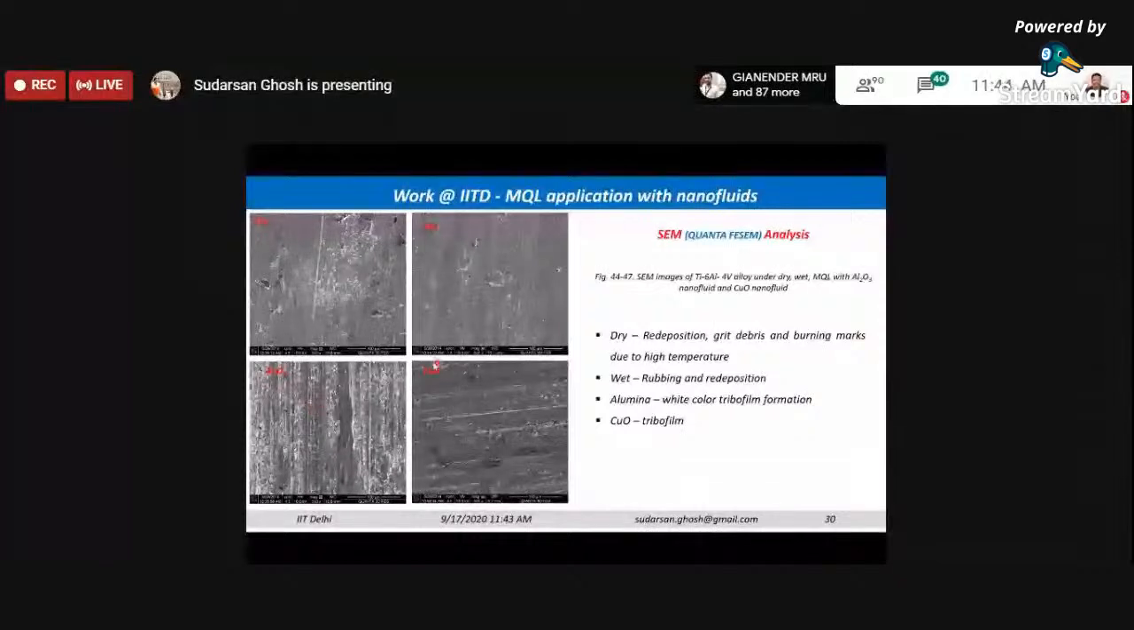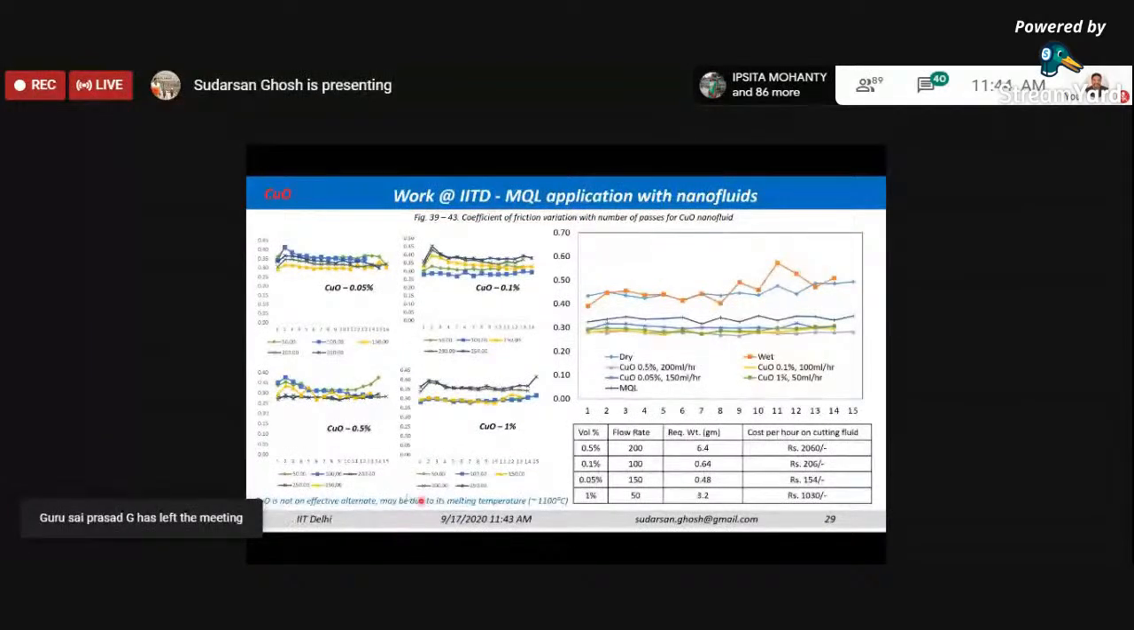Now in case of copper oxide, the advantage with aluminum oxide was that the film will have a whitish color, whereas in case of copper oxide the film will not have a whitish color. So that cannot be distinguished over here. So maybe in case of copper oxide also the tribofilm was more, but the tribofilm was not very effective, because as you can see, the copper oxide tribofilm has a lower melting temperature of around 1100 degrees centigrade.